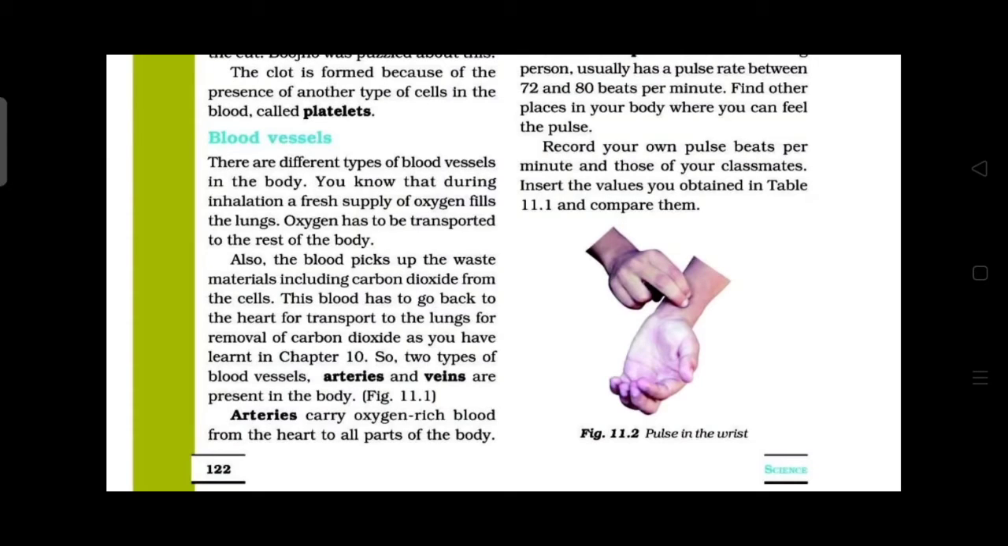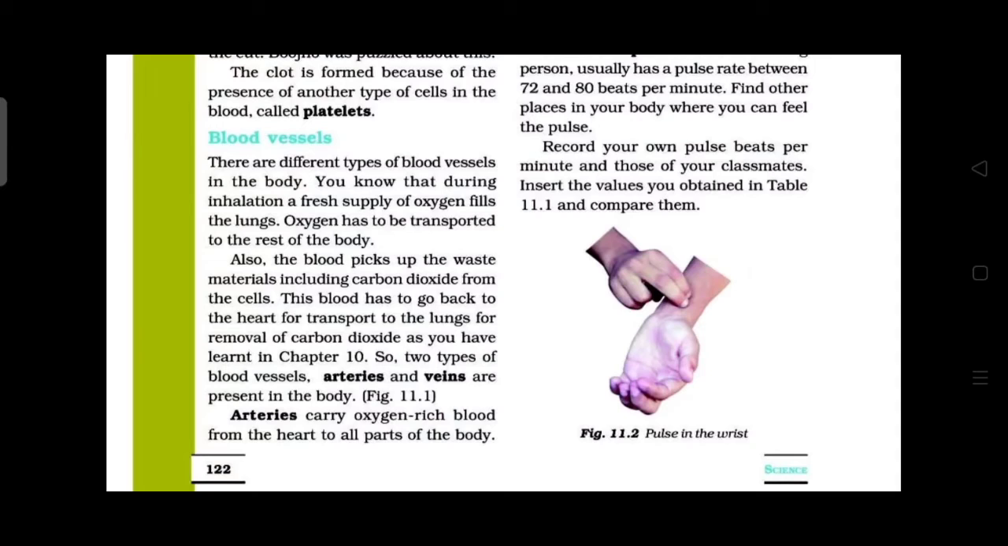There are two types of blood vessels. What are they? Arteries and veins are present in the body. There are three components of the circulatory system. What are they? Blood, blood vessels, heart. Then blood has four components. What are they? Plasma, red blood cells, white blood cells, then platelets.